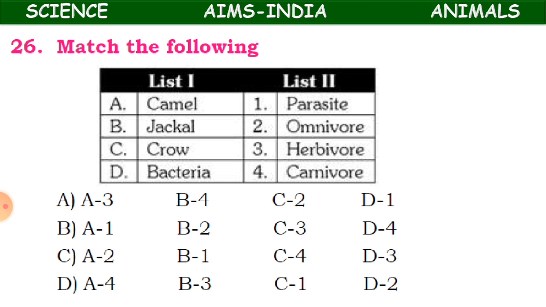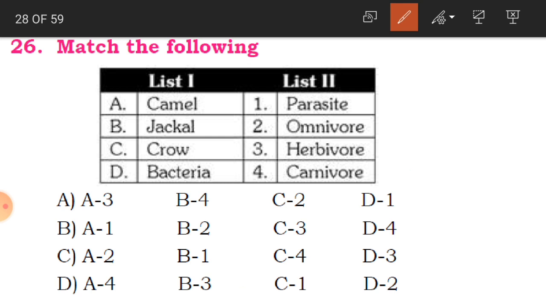Now match the following. So you have got list 1 and list 2 in the slide, children, whereas you have got the name of the animals and to which group they belong in the second list. We have to match it. A, first one, camel. What is camel, children? Is it an omnivore or herbivore? Yes, it is herbivore. Camel is herbivore.